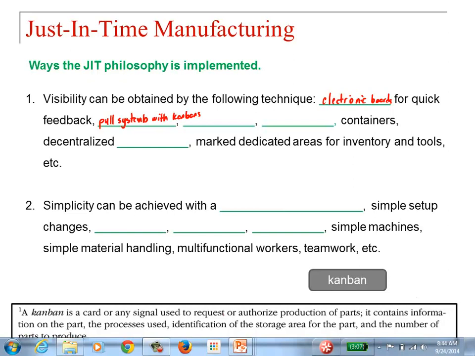So the system will send these signals. It will start pulling from different areas. And that way you can reduce some of the waste in terms of the storage, the work in process, the material that you have in the area, and so on. So this is the pull system with Kanbans. Problem boards are also another tool.